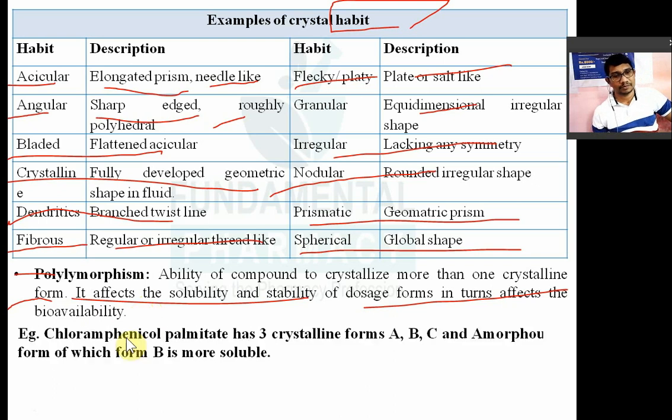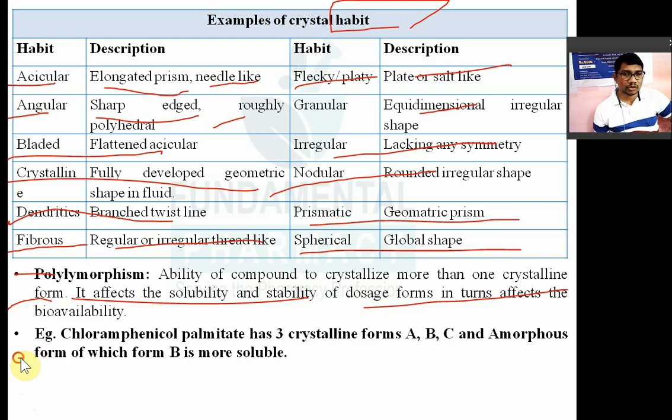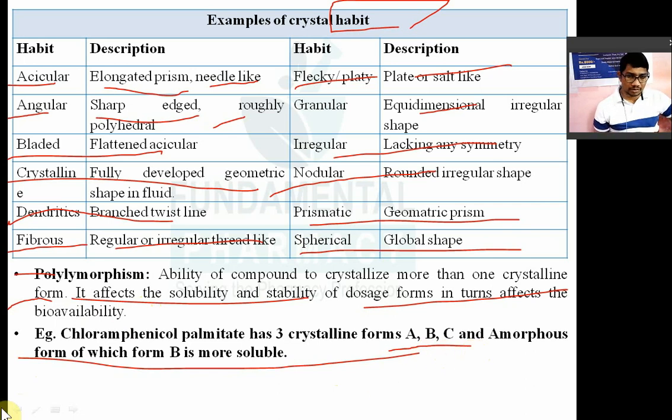For example, chloramphenicol palmitate has 3 crystalline forms, A, B and C, along with an amorphous form. Amongst these forms, the beta form, B form, is the more stable form of chloramphenicol palmitate.